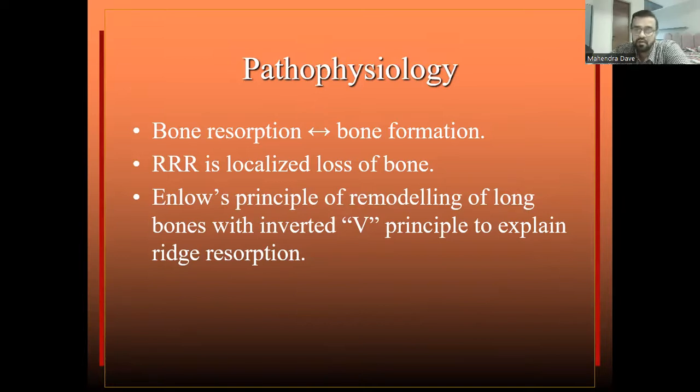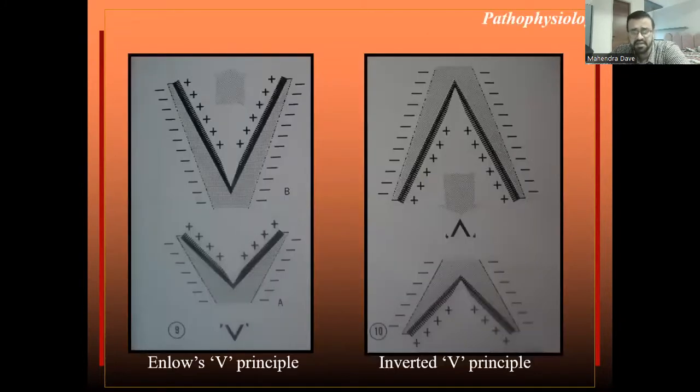According to Enlow's principle of remodeling, long bone with the inverted V principle is the principle to explain the residual ridge resorption. This figure shows the inverted V, the resorption of the ridge taking place at the outside of the ridge, whereas in the other structure, by Enlow's V principle, the formation of bone is taking place. So the inverted V is the demarcation of residual ridge resorption.